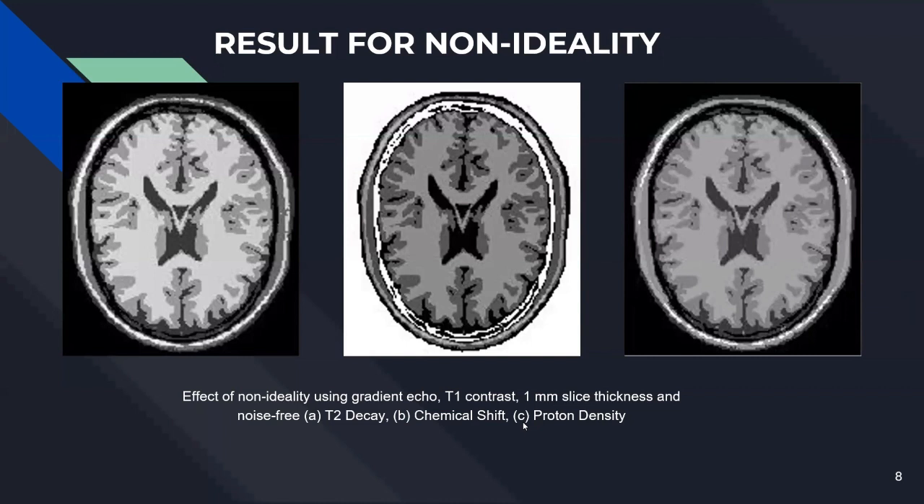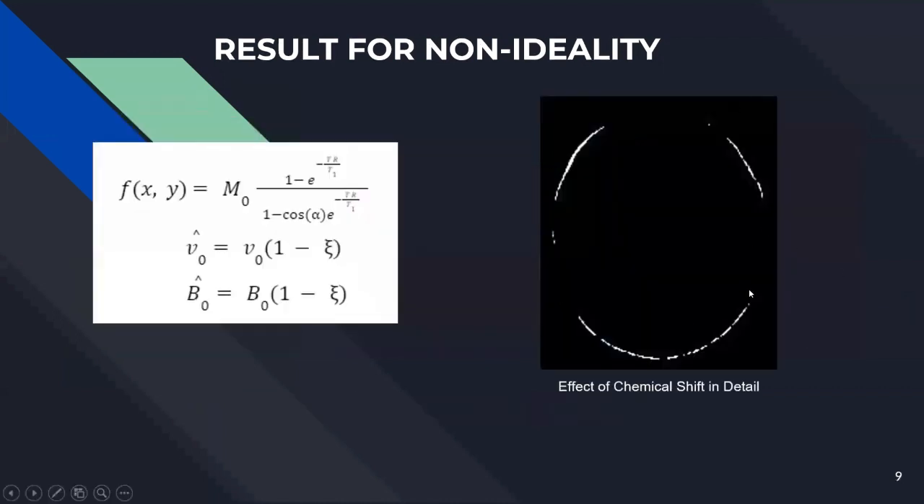T2 is one of the main contrasting mechanisms for medical imaging and MRI imaging. For proton density, it has a huge impact on the magnetization, and contrast gets better actually. For chemical shifts, as you can see in this one, there is a difference between the non-ideality and only the chemical shift. In detail, you can see the shift in this figure. Also, these are the used equations for chemical shift.